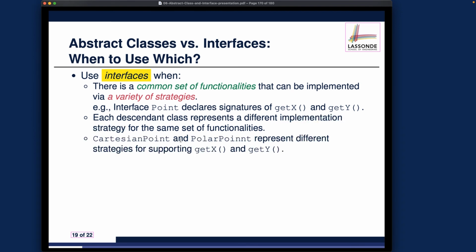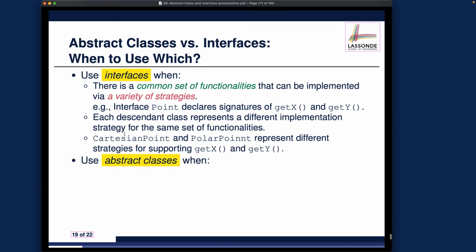Alright, so Cartesian point implements its own way for get x and get y, and polar point also implements its own way for get x and get y. Right, that's the general guidance for interfaces. What about abstract classes? I would say for abstract classes, you don't want to go to that extreme. You don't want to say all the methods are simply abstract, like in the case of interface, right?